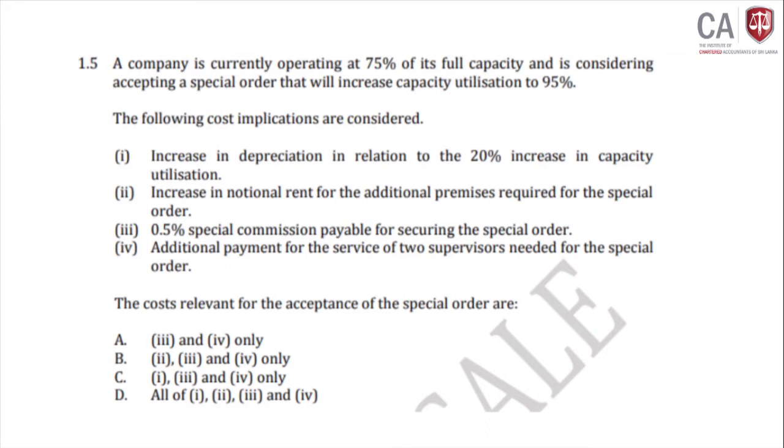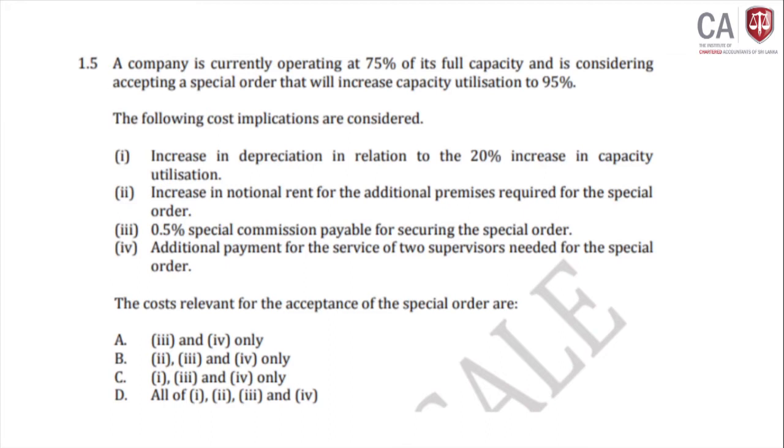The question is which cost is relevant for the decision of accepting this order. The second one: increase in notional rent for the additional premises required for the special order. They use the term notional rent, which means they should be apportioning the rent between different products and different departments. Because you need additional premises, the total rent for the premises doesn't go up, but your apportionment goes up. Therefore, number 2 becomes irrelevant, and remember the term notional. So 1 and 2 both are irrelevant.